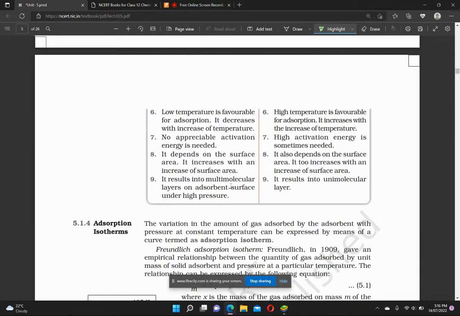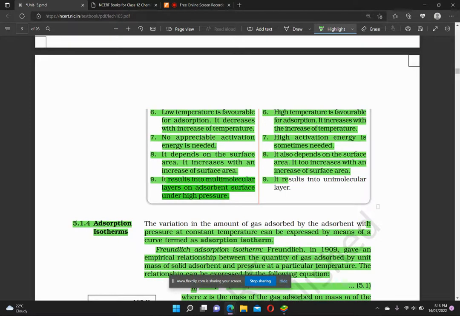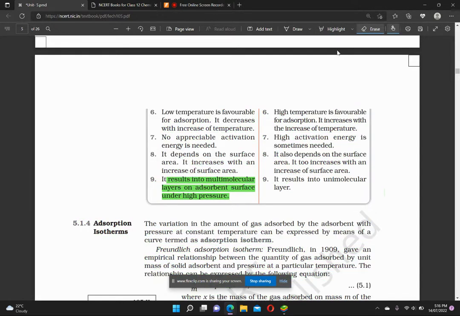Physisorption results into multimolecular layers on adsorbent surface under high pressure, while chemisorption results into a unimolecular layer. That's it. Remember that. Oh, what is that? I just erased one thing and everything got erased. Yeah. So it results into a unimolecular layer. That is what you need to understand.